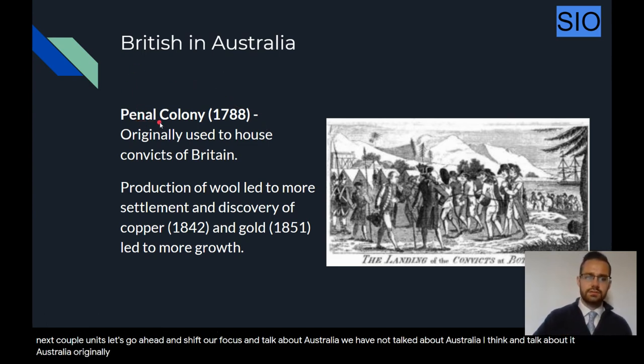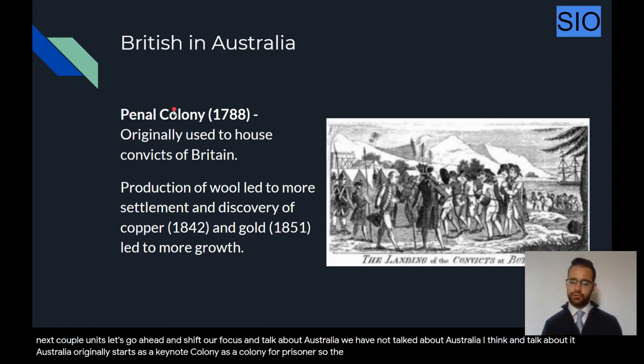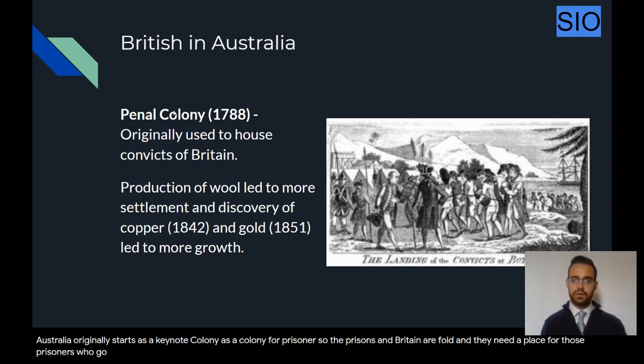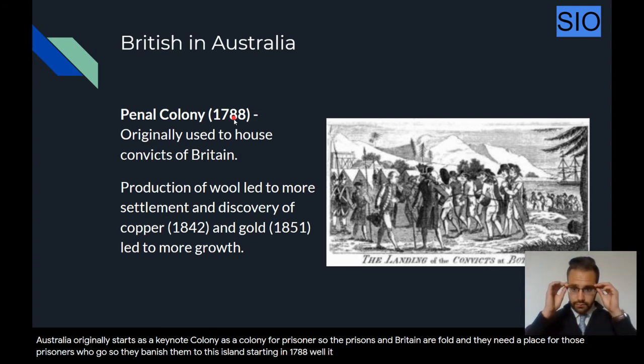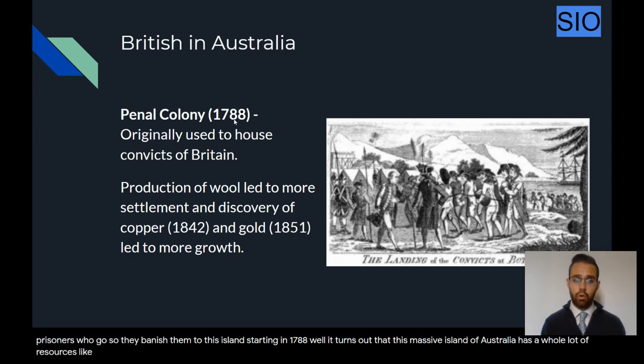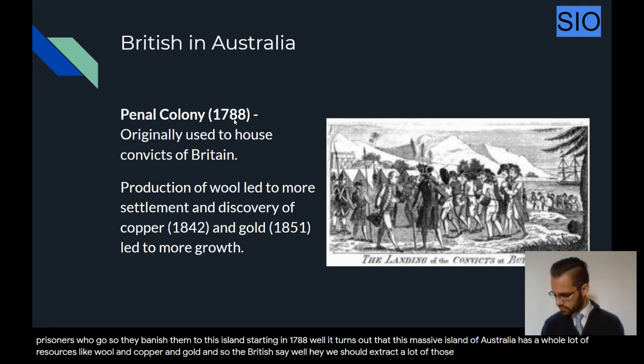Australia originally starts as a penal colony, as a colony for prisoners. So the prisons in Britain are full and they need a place for those prisoners to go. So they banished them to this island starting in 1788. Well, it turns out that this massive island of Australia has a whole lot of resources like wool and copper and gold. And so the British say, well, hey, we should extract a lot of those resources. And they continue to do so.